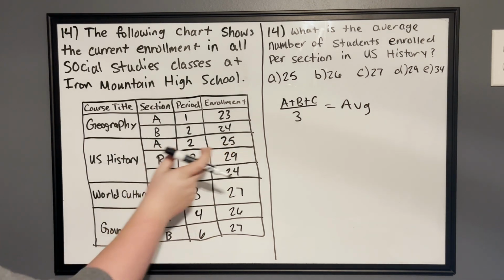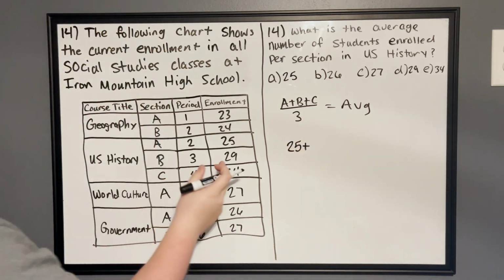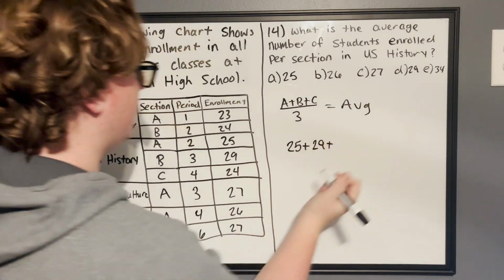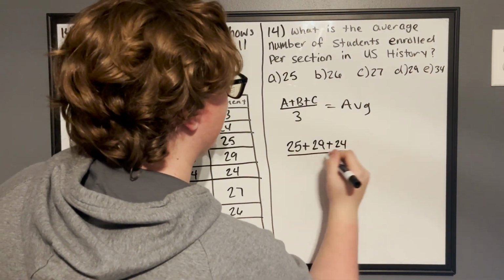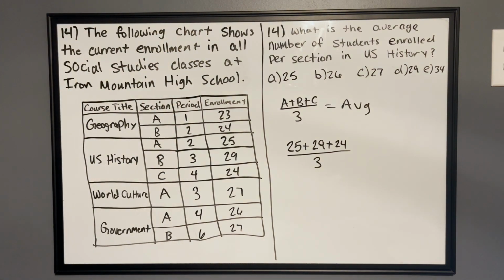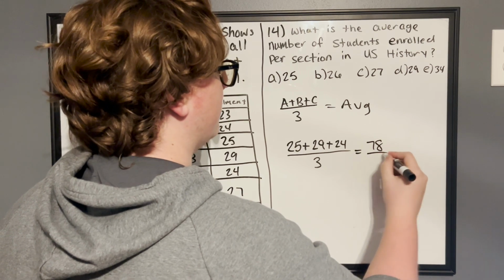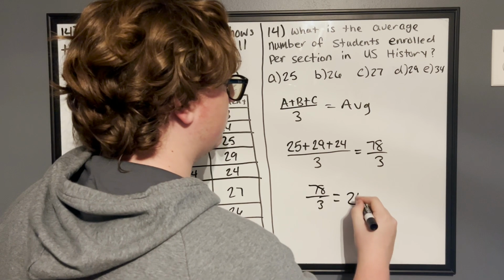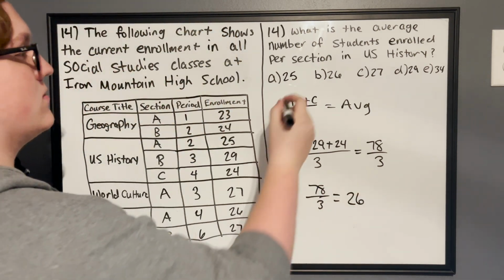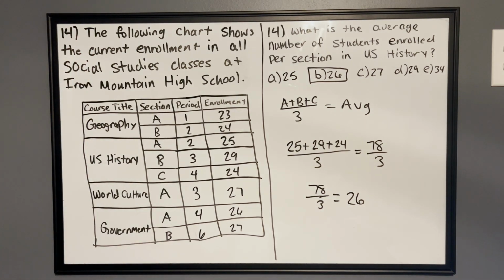Well, for section A, we have 25 students. So we have 25 plus, for B, we have 29 plus, for C, we have 24. And then we need to divide this by 3. Well, 25 plus 29 plus 24 is going to be equal to 78 divided by 3. And 78 divided by 3 is equal to 26. So our answer for question 14 is going to be B, 26. So let's go ahead and move on to question number 15.